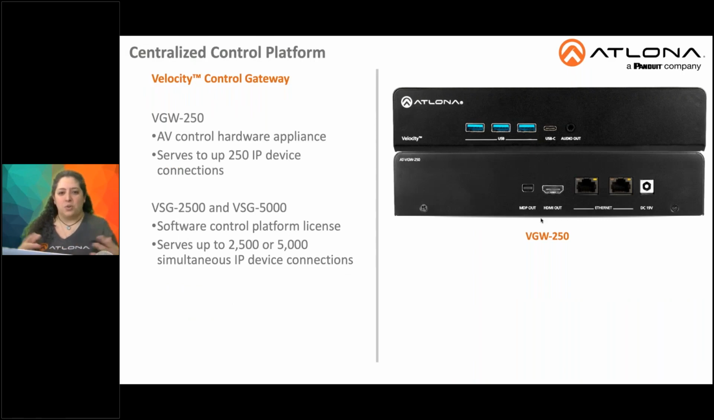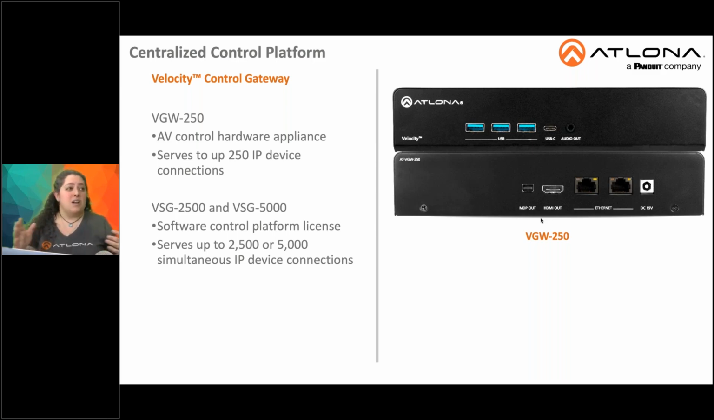So first I want to talk a little bit about Velocity for anybody who doesn't know what Velocity is. In traditional control programming specifically, you would have a single processor that lives in one room to only control those devices in that room. So what we have is a control processor that actually lives on your network. Now what you see here is the VGW250, and this hardware appliance can control up to 250 devices.